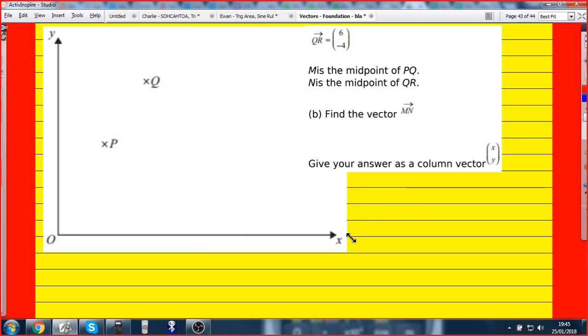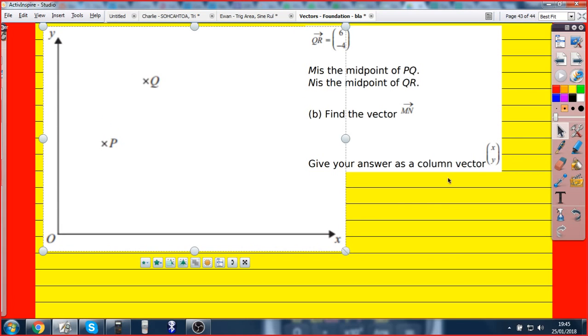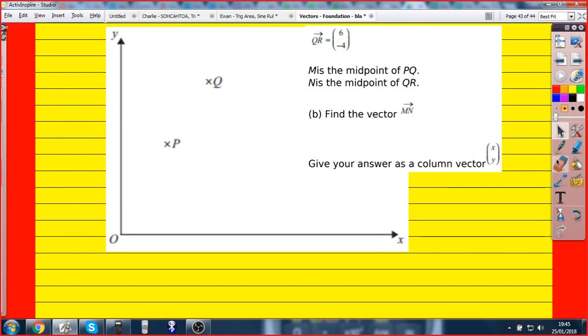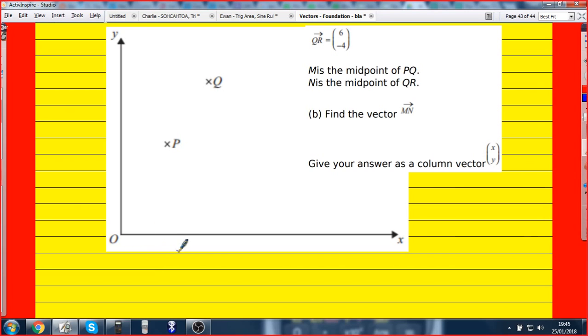Find the vector M. Oh, so M is PQ. So MN is PQ plus QR, isn't it? No, because that's the midpoint of PQ. So you have to do the midpoint but double it. Yeah.